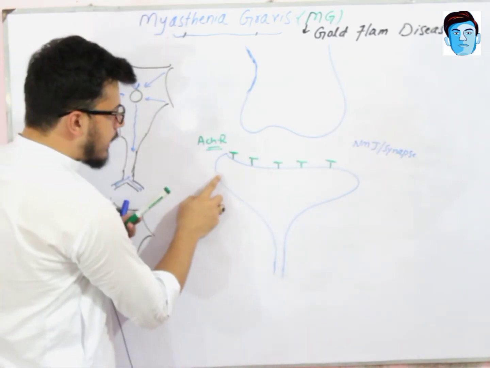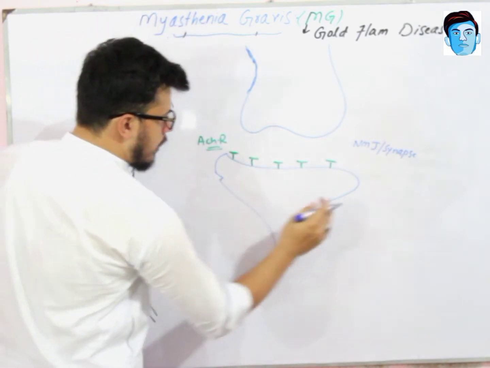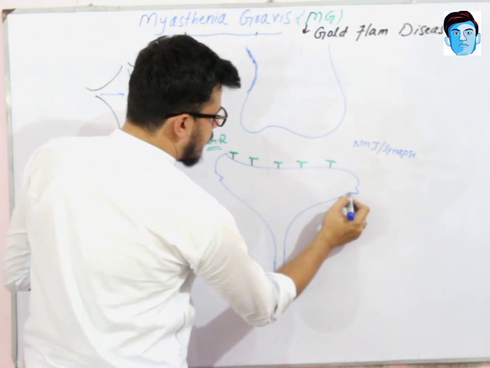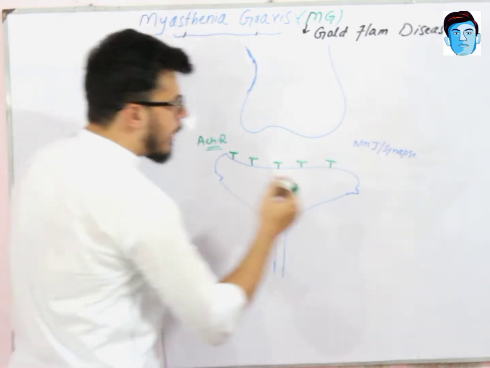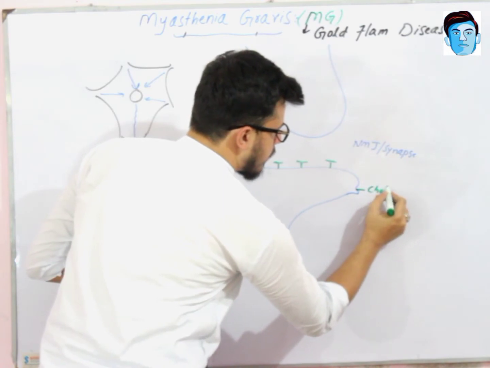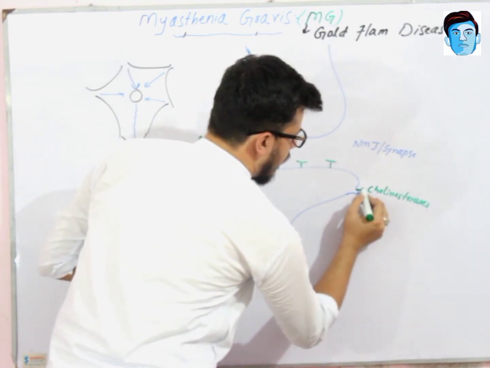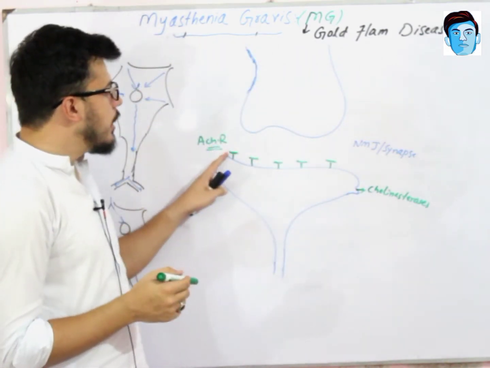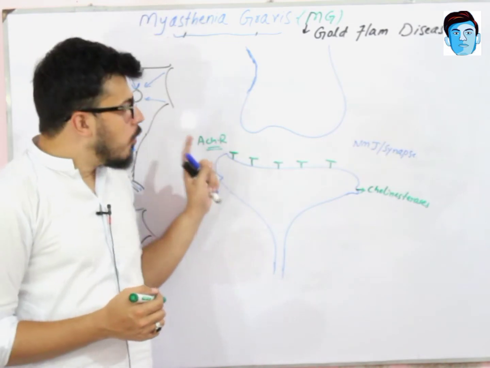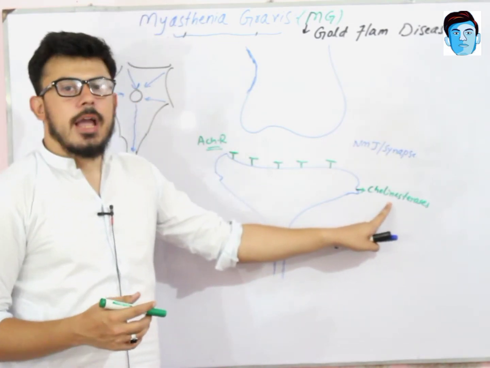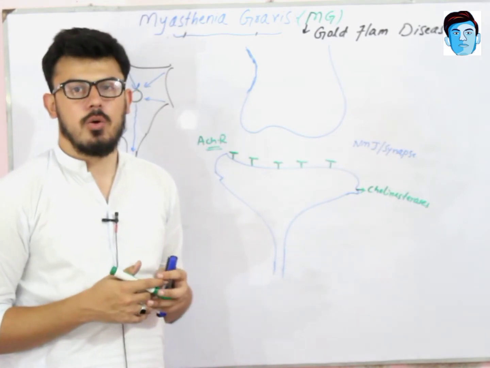There is also another site on the postsynaptic neuron, and these are called cholinesterases. The acetylcholine receptors are the receptor site of acetylcholine, while the cholinesterases are the inhibitory site of acetylcholine, meaning they will inhibit the acetylcholine.